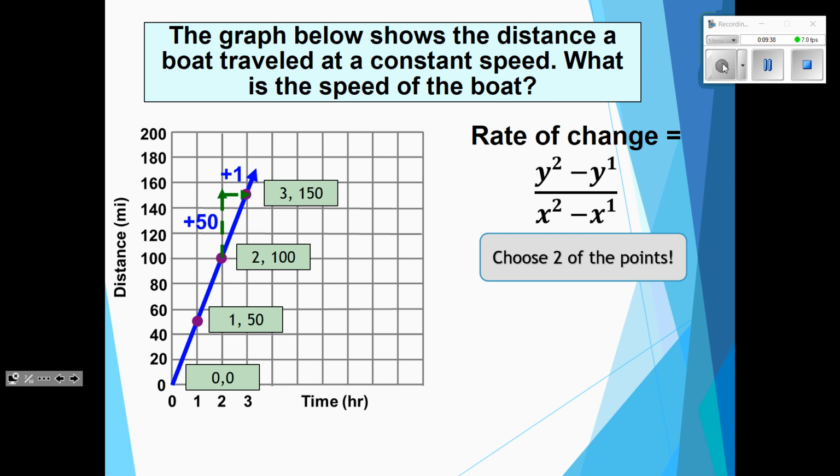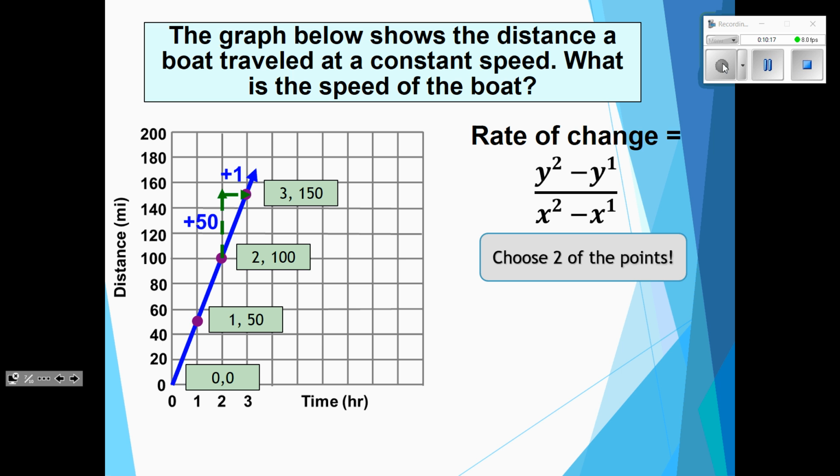This time we have a graph. And on the graph, I've actually written out the ordered pairs for you for each point. It shows the distance a boat traveled at a constant speed. What is the speed of the boat? So you actually have 4 points here. You have 0, 0. This point right here is 1, 50 because it's halfway between 40 and 60. This point is 2, 100. And this point is 3, 150 because it's halfway between 140 and 160. Now, you have 4 points.